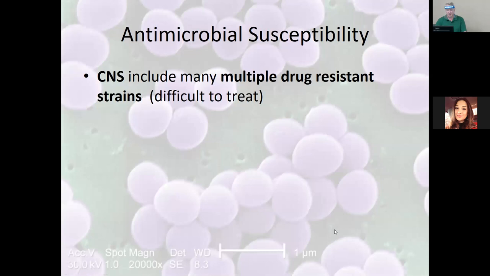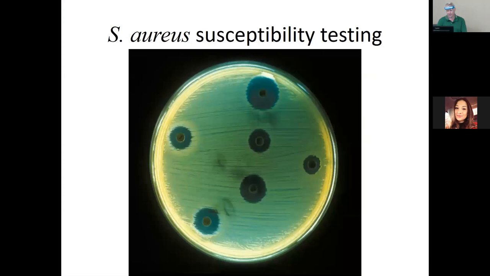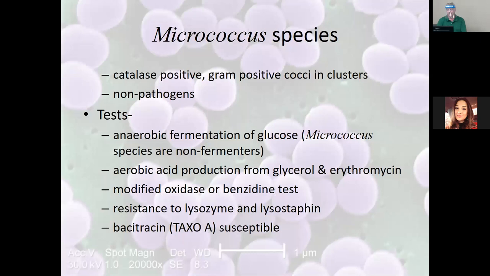All right. CNS, no, that's not central nervous system. Coagulase-negative staph include many multiple resistant strains, and they're difficult to treat, as you can imagine, too. Here's some of our susceptibility testing. We can plate it out and put our antibiotics on a little disc and see the zone of clearing. Almost there. Let's do this last slide.